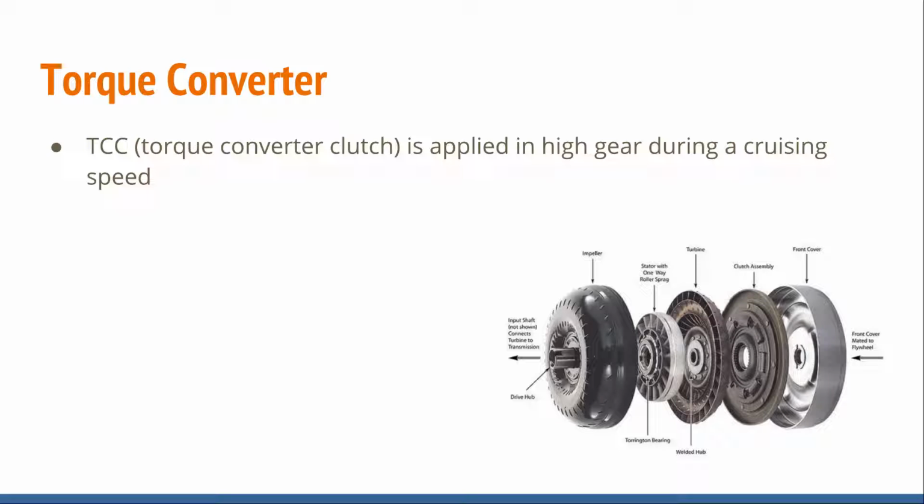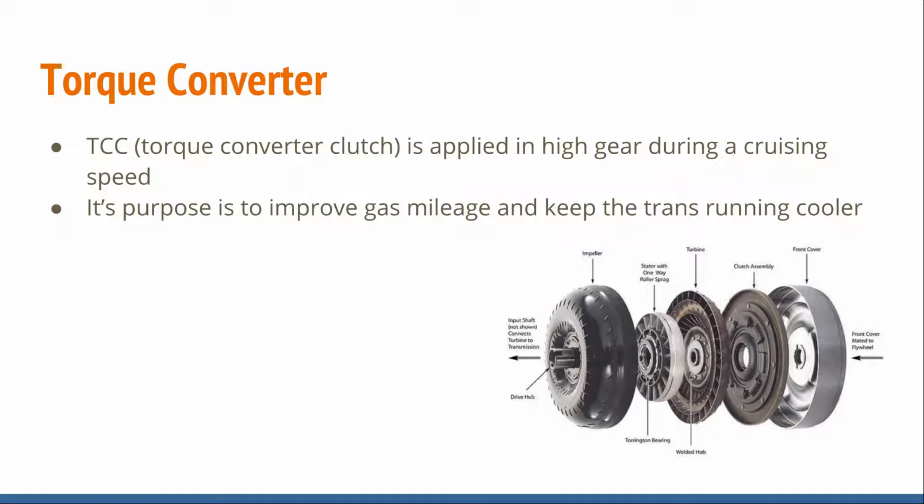So TCC, if we're talking about 4-speed transmissions right now, will apply in 4th gear up to speed. On some transmissions, it also applies in 3rd gear. But its purpose, we talked about that, is to improve gas mileage and keep the transmission running cooler. Stall speed, you may have heard somebody reference stall speed before.